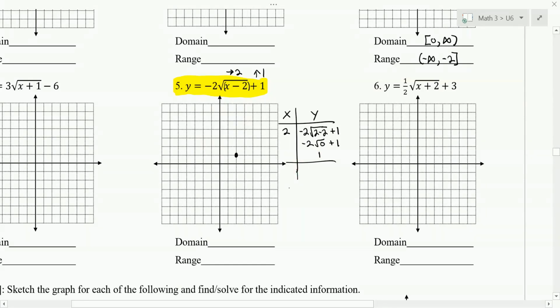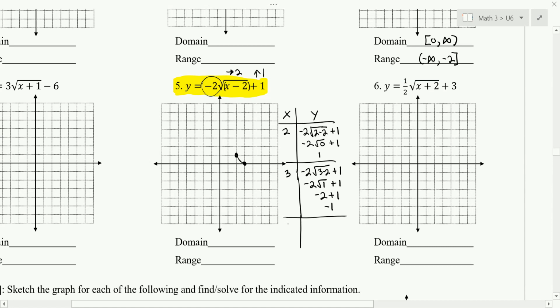So let's get a couple more points. If I plug in 3, I'm going to get negative 2 times the square root of 3 minus 2 plus 1, which is negative 2 times the square root of 1 plus 1. Square root of 1 is 1, and so we end up with negative 2 plus 1, which is negative 1. So 3, negative 1. So we see this is starting to open down, which makes sense because we have a negative 2 out in front, which reflects this thing downward.